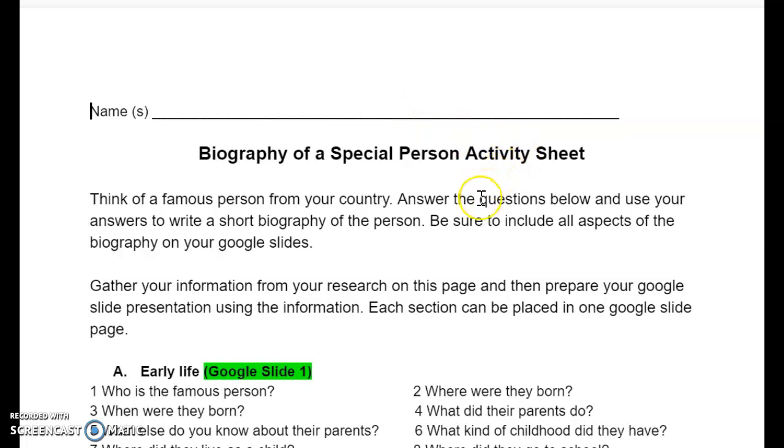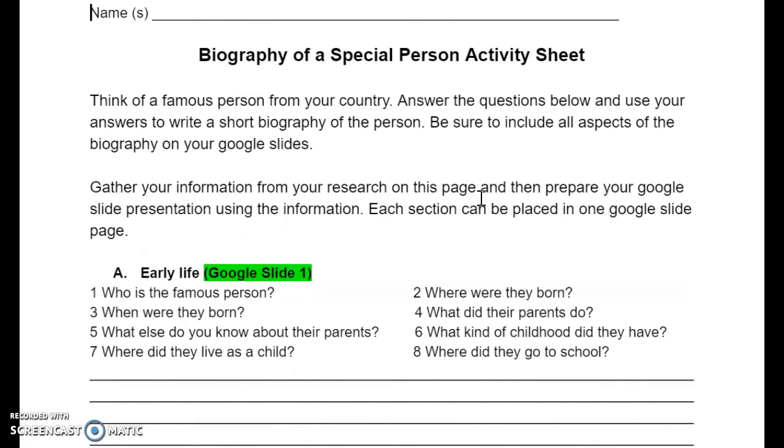So this is the activity sheet for biography of a special person. I want you to think of a famous person from your country. Answer the questions below and use your answers to write a short biography of the person. Be sure to include all aspects of the biography on your Google Slides. Gather your information from your research on this page and then prepare your Google Slide presentation using the information. Each section can be placed in one Google Slide page.